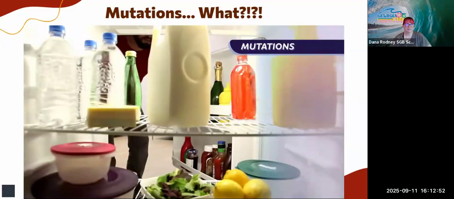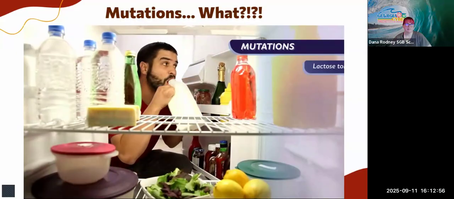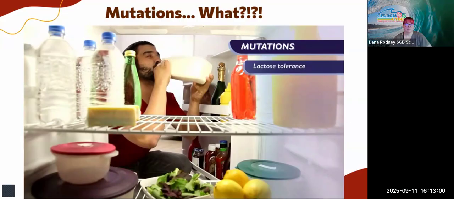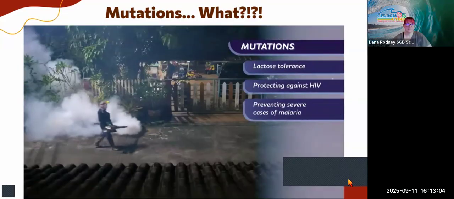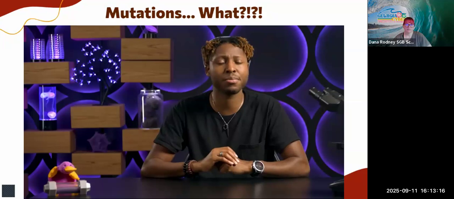For instance, if you're an adult who can chug a huge glass of milk without getting a stomachache, you probably have mutations to thank for your lactose tolerance. Other mutations can protect people against HIV, prevent severe cases of malaria, and reduce the risk of heart attacks. And of course, mutations can be neutral too. They might cause a change that doesn't affect an organism's ability to survive, or even a change so small that it's imperceptible.